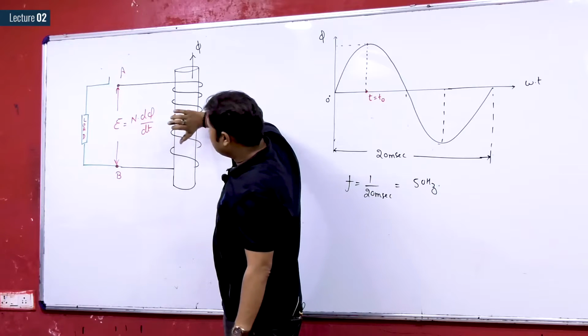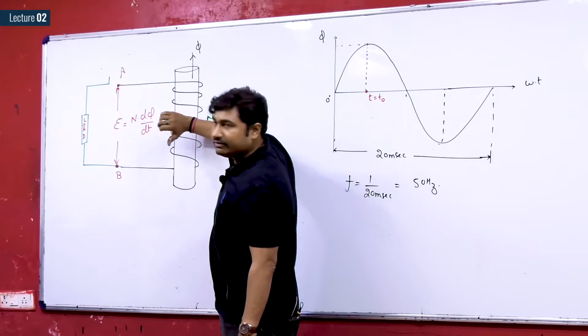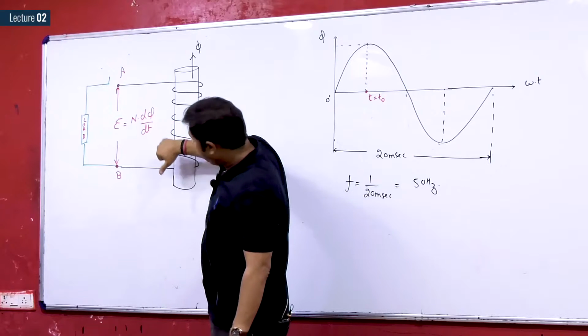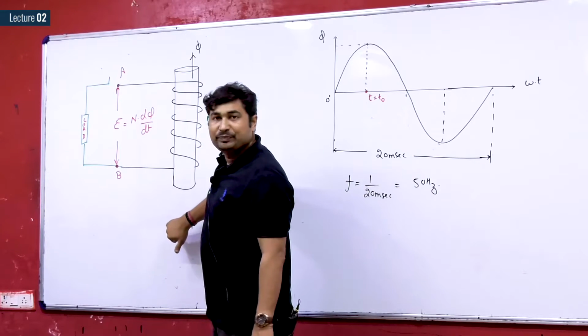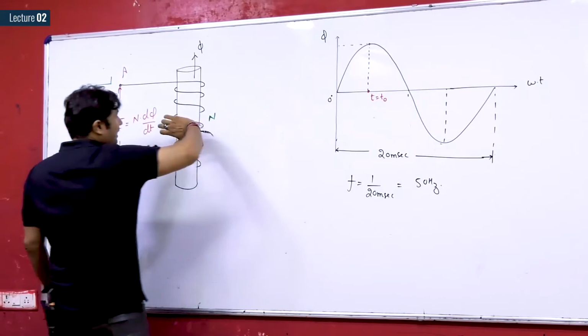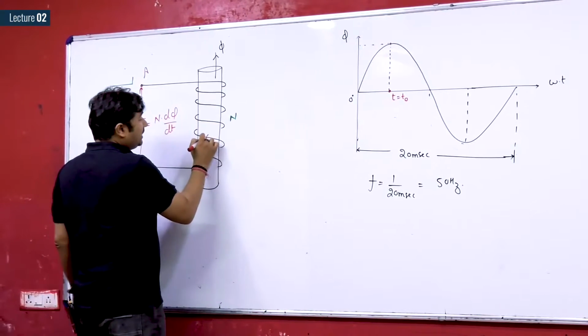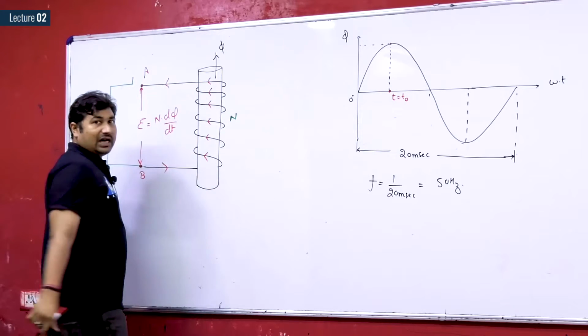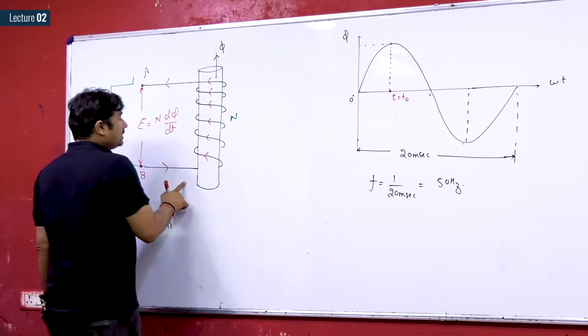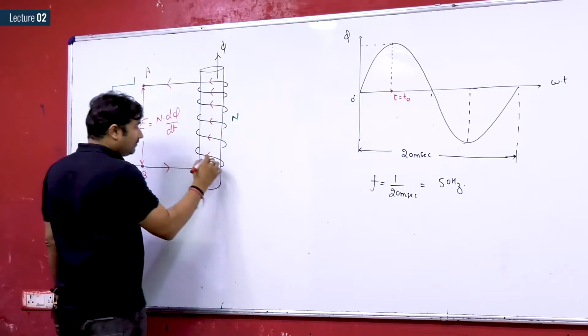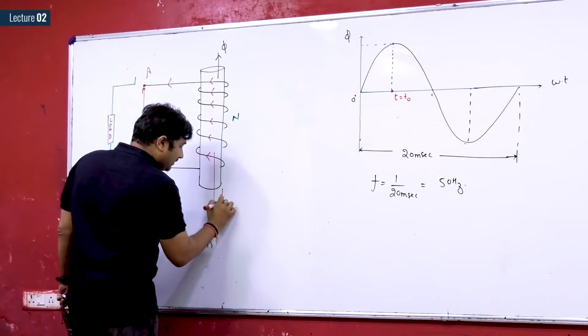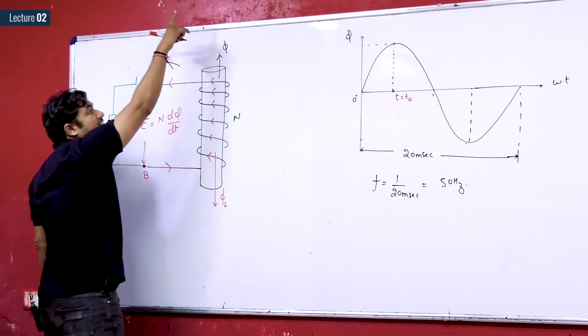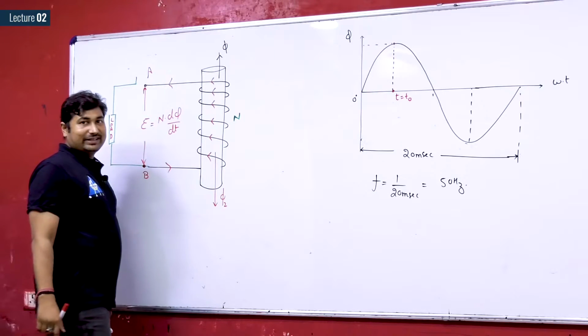If the current flows in this fashion, N into I will create an MMF, and that will create a flux which opposes this flux. So the direction of current must be in such a way that if it is allowed to cause a current, then the current so produced must oppose the cause. Let us suppose the current is flowing in this fashion. If the current flows in this fashion, then it will create a flux phi 2 which opposes this flux. Is it okay?